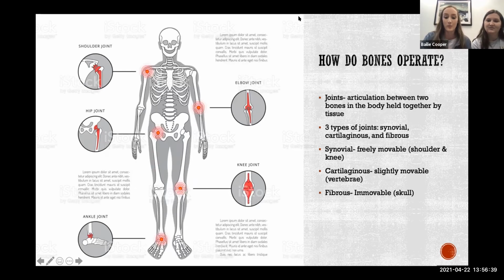How do bones operate? You have the joints, which articulate between two bones in the body held together by tissue. Three types of joints are the synovial, cartilaginous, and fibrous joints. The synovial are freely moving, which is the shoulder and the knee. Cartilaginous is slightly movable, which is the vertebrae. And the fibrous is immovable, which is the skull.